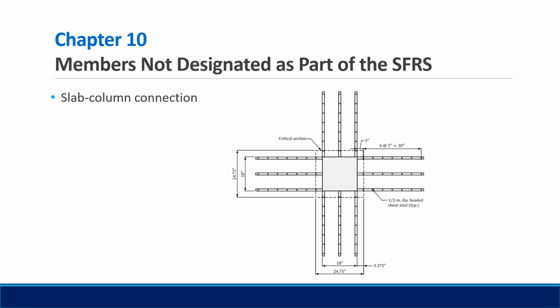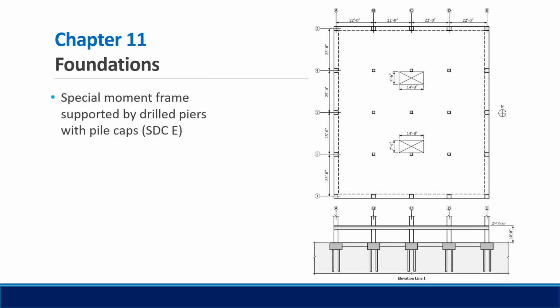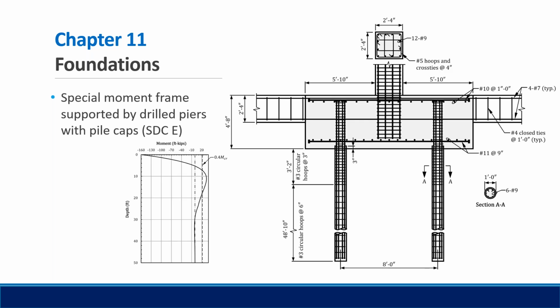Requirements for members not designated as part of the seismic force resisting system are given in Chapter 10, including an example of a building frame system with a flat plate floor system where shear stud reinforcement is required. Chapter 11 covers the design and detailing of shallow and deep foundations. Included is an example of a special moment frame supported by drilled piers with pile caps.